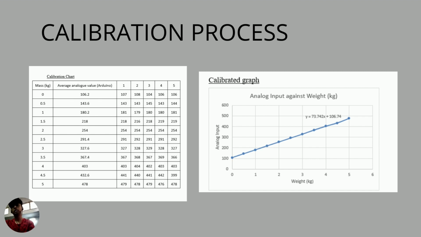So on the right hand side is the calibration graph where we need to obtain the gradient of the graph and then the y-intercept so that we will develop a new Arduino code to reduce the error for the load cell to function.